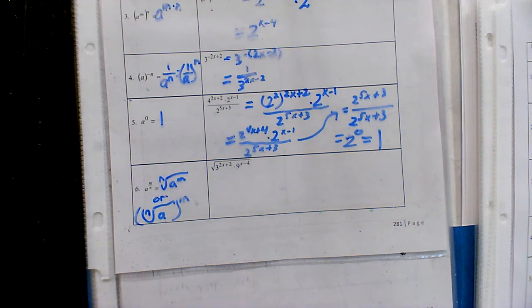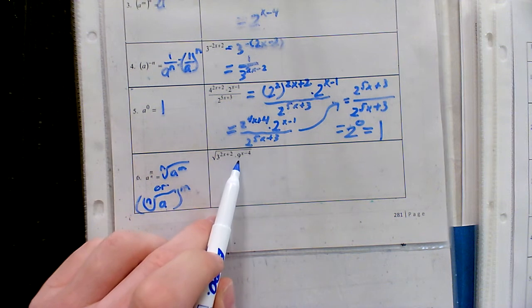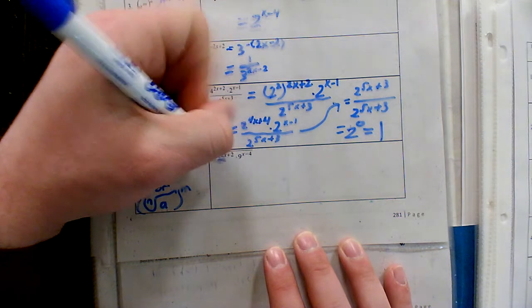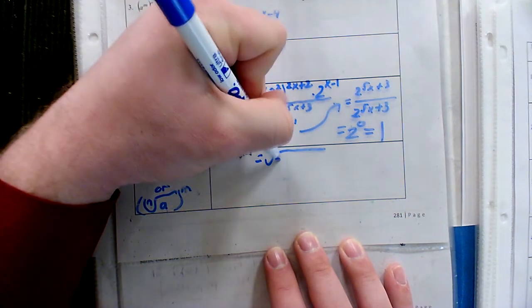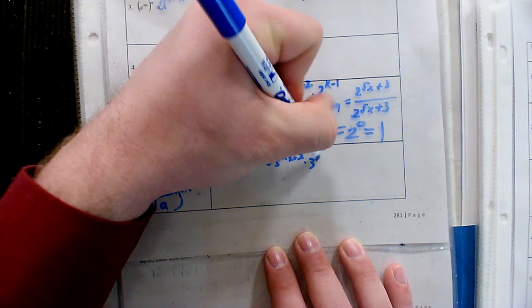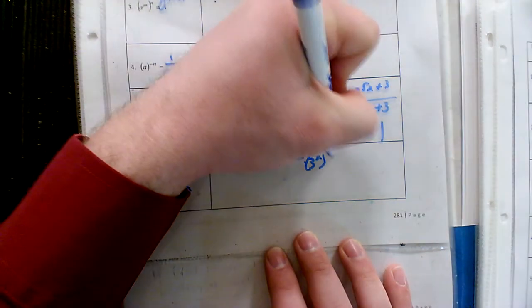So we see we have a square root there. We have 3 to the 2x plus 2 power times 9 to the x minus 4 power. Again, we don't have like bases yet. So how can we change this 9 to make it a like base? 3 squared. So we can change this to the square root of 3 to the 2x plus 2 times 3 squared, and the 3 squared is to the power of x minus 4.